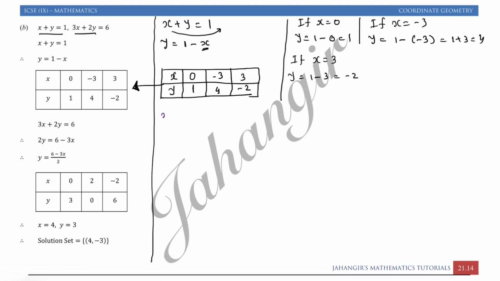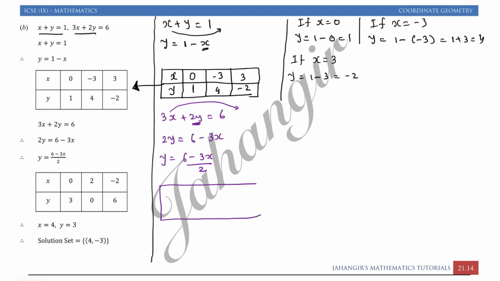Next equation is 3x plus 2y is equal to 6. We have to make y the subject of the formula. So how will I write? First I will write 2y is equal to 6 minus 3x, we can shift the 3x to the other side. So y is equal to 6 minus 3x divided by 2. We will make a coordinate table.